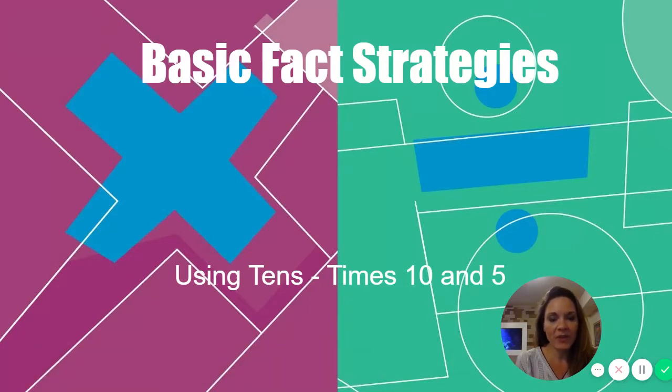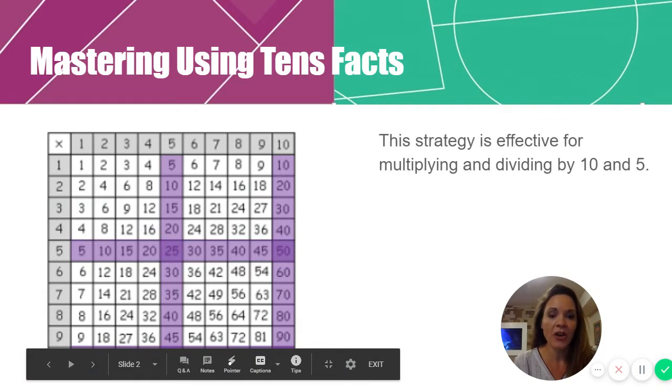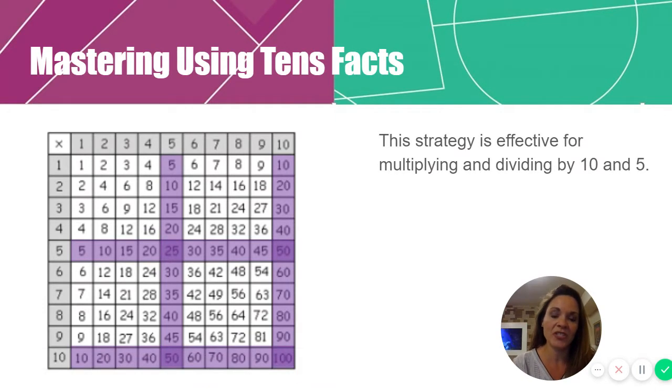I'm a district math coach with Henrico County Public Schools, and for today's lesson, we're focusing on the basic fact strategies for multiplication and division of using tens. The using tens strategy works for our times 10 and our times 5s facts. If we look at the multiplication chart over here, we can see this strategy is effective for multiplying and dividing by 10 and 5. We will use our tens facts and think about cutting them in half in order to find our fives facts.